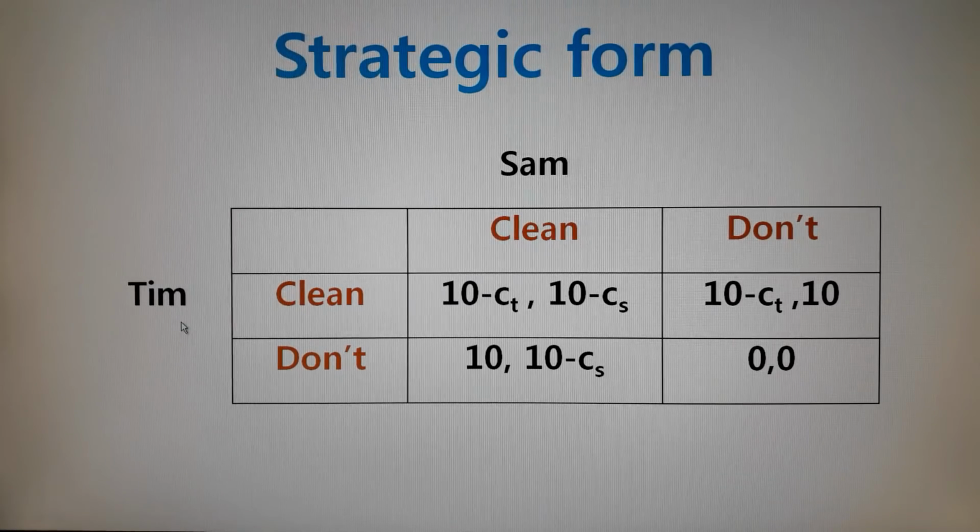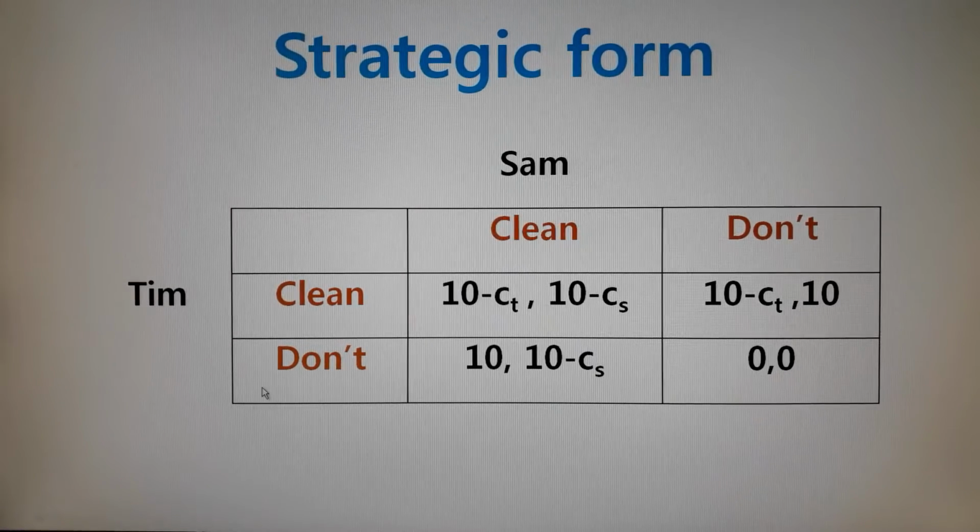If Tim doesn't clean it, then Tim may get 10 with probability 2/3, 0 with probability 1/3. If Tim cleans it, whether Sam cleans it or not, he's going to get 10 minus 5. Understand? From Tim's point of view, he does not know the type of Sam, so he will assume that the probability for Sam to be the low cost type and clean will be 2/3. Sam would be the high cost type, wouldn't clean it, 1/3.